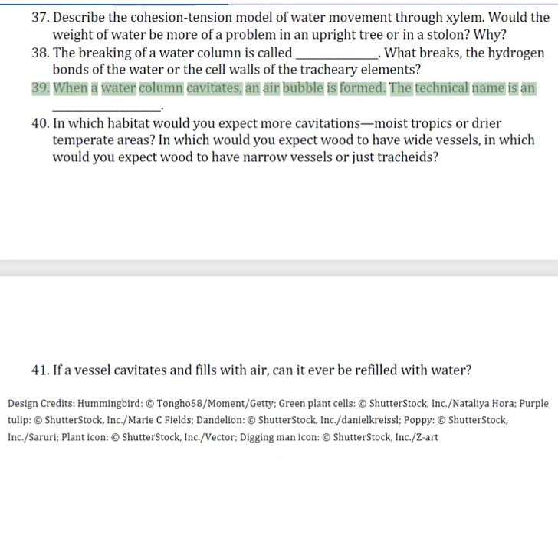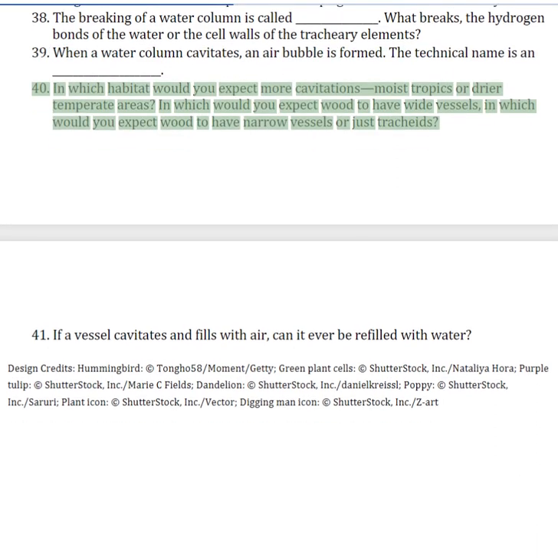39. When a water column cavitates, an air bubble is formed. The technical name is ___. 40. In which habitat would you expect more cavitations, moist tropics or drier temperate areas? In which would you expect wood to have wide vessels? In which would you expect wood to have narrow vessels or just tracheids?